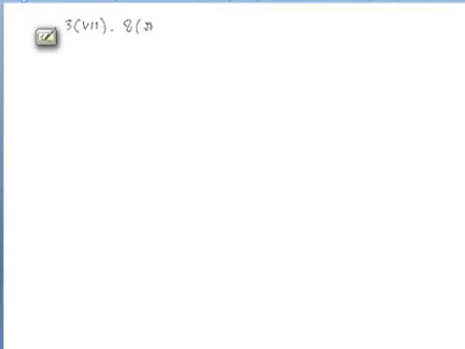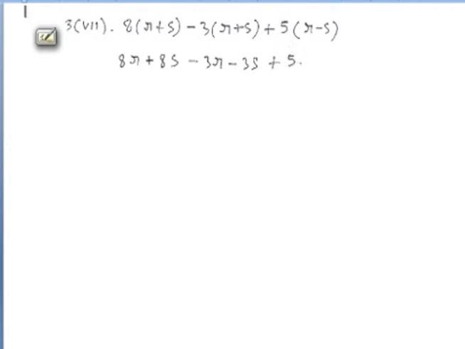8r plus s minus 3r plus s plus 5r minus s. Okay, so just open these brackets: 8r plus 8s minus 3r minus 3s plus 5r minus 5s. Okay, so in this expression we have to find like terms.